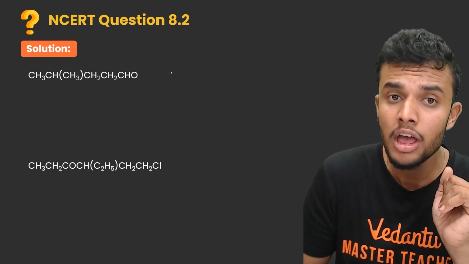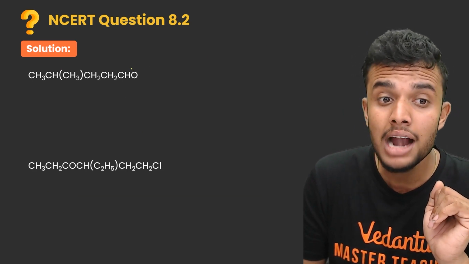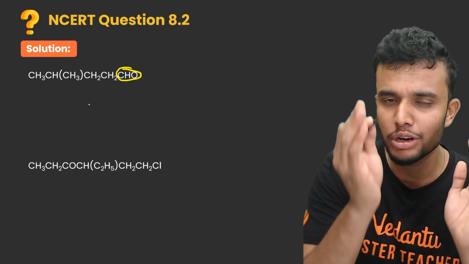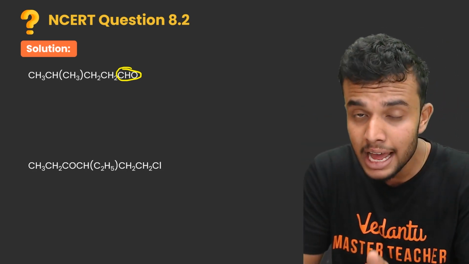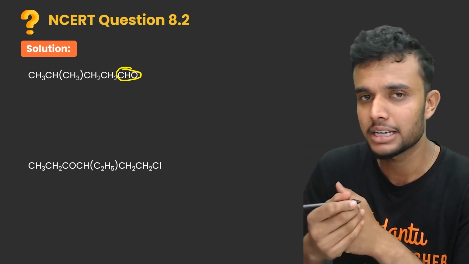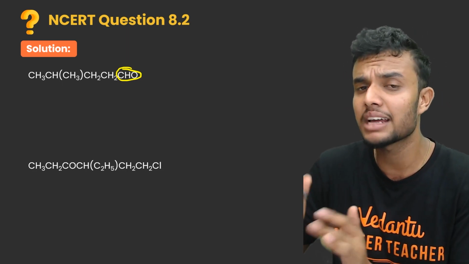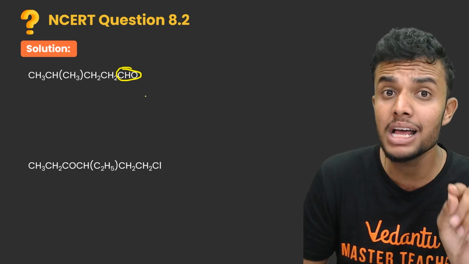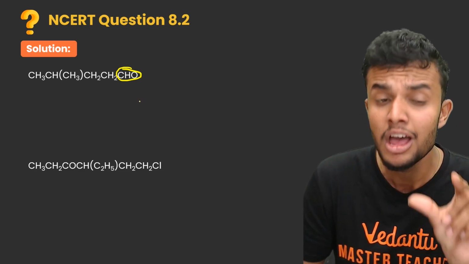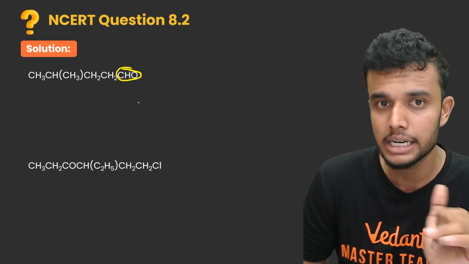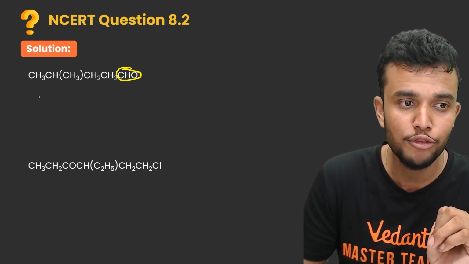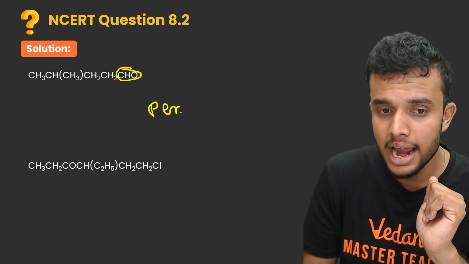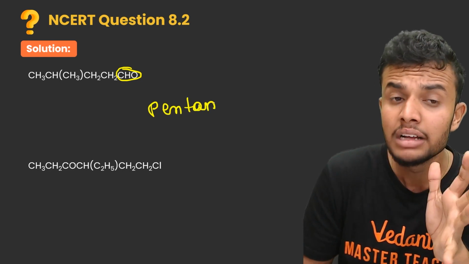This is the first compound. In the first compound, an aldehyde functional group is present, and we already know the IUPAC name is divided into three parts: one is the prefix term, the second is the parent carbon chain, and the last is the suffix term. The suffix refers to the functional group. The first step is to count the carbon atoms present in the parent chain. Totally 1, 2, 3, 4, 5 carbon atoms are present. That's why the name becomes pentane, right? Pentane.